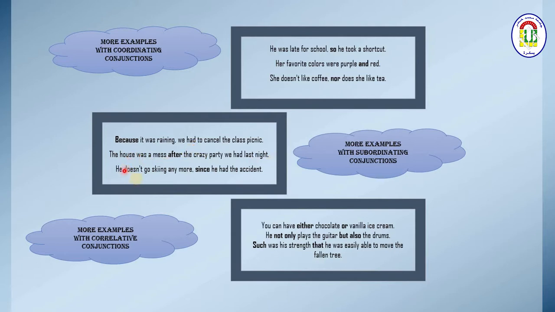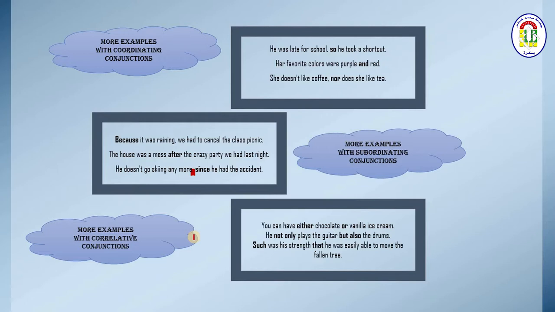Let's see another example here. He doesn't go skiing anymore since he had the accident. Since. Here, sorry, there is a mistake. Oh my God, I didn't pay attention to it. But normally there is no full stop here. Okay? No comma, no full stop. So there is a mistake. Sorry for that.